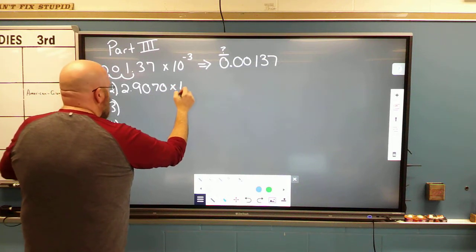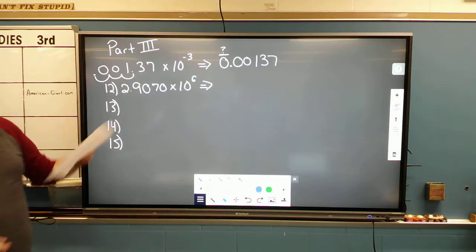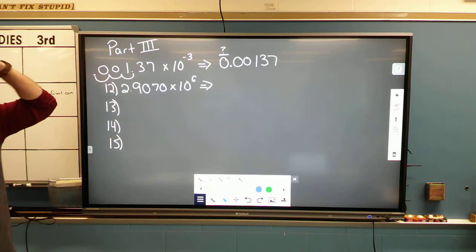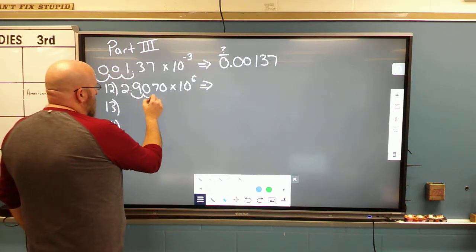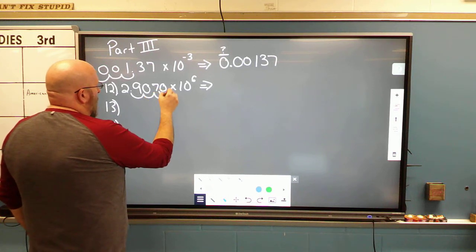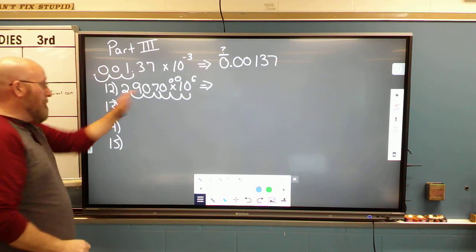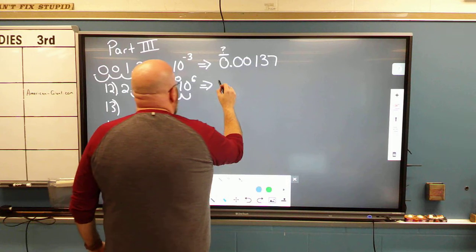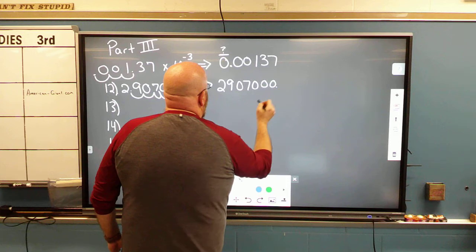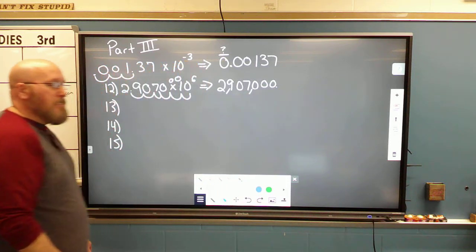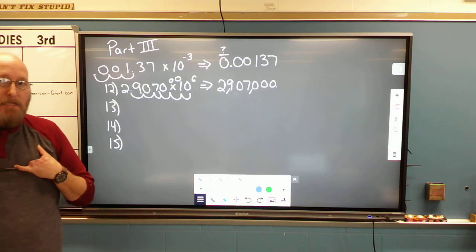2.9070 times 10 to the 6th. Well, here's the thing, guys. 6 is a big number. It's a positive exponent, which means this is going to be a very big number. 1, 2, 3, 4, 5, 6. I'm going to put 2 zeros here. That's a big number, isn't it? So I'm going to put the actual number 2,907,000. Okay? Pretty straightforward, huh? I would think so.